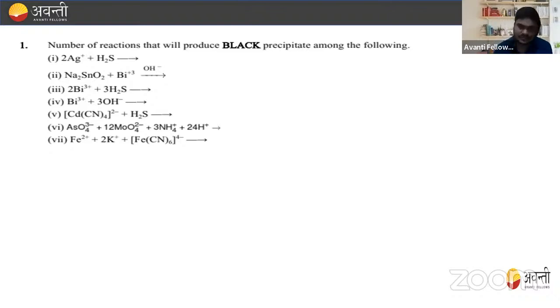So we know what the reaction is basically. What happened when the silver is treated with sulfide? So can anyone tell me which one is going to be the correct answer for this? Out of these seven, which one will be correct? Whether it will be two, three, or you know, anyone?